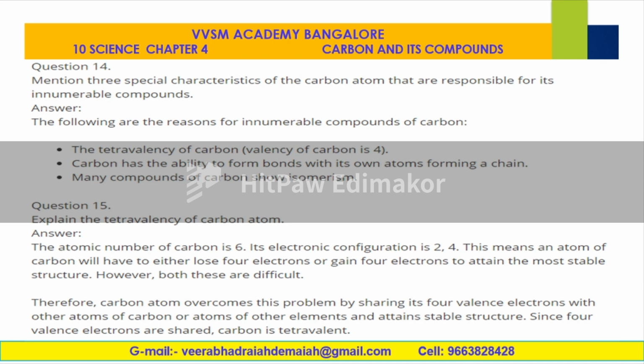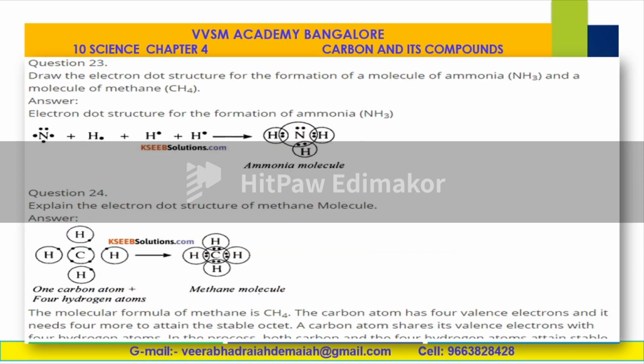Therefore, the carbon atom overcomes the problem by sharing its 4 valence electrons with other atoms of carbon and atoms of other elements and attains a stable structure or stable gas configuration. Since 4 valence electrons are shared, carbon is tetravalent. Tetra means 4.